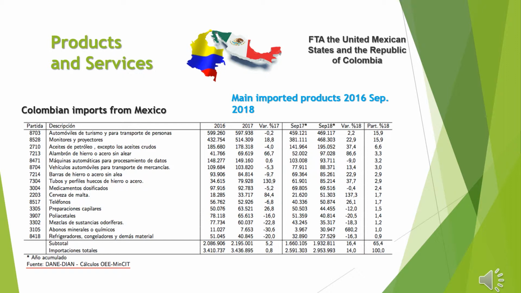The other products, for example, are screens and projectors. Another main product is oil, and for example, automatic machines for data processing. That's in the telecommunication products.